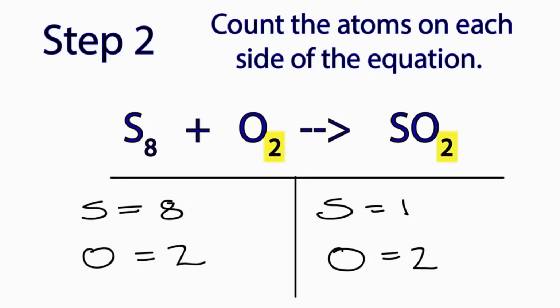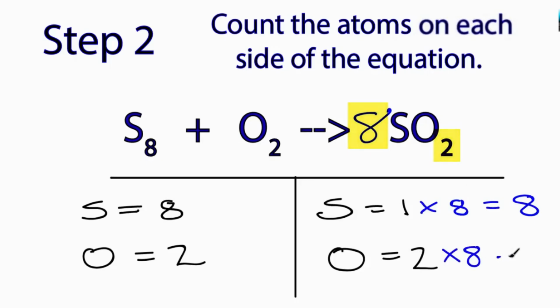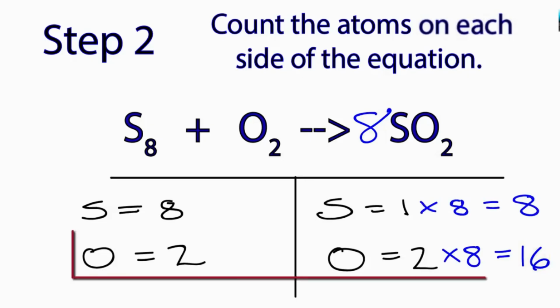We can see that we have 2 oxygens on each side of the equation. So the oxygens are fine. But the sulfur atoms, we have 8 on the left side, the reactants, and only 1 on the right. Well, to fix that, I can change the coefficient in front of the sulfur on the right and make that an 8. So if I put an 8 here, that means 8 times the 1 sulfur, that'll give me 8 sulfurs. And now my sulfurs on both sides are 8, but this 8 here is also times the 2 oxygens. And that gives me 16 oxygens. So I've fixed the sulfurs, but the oxygens aren't balanced.